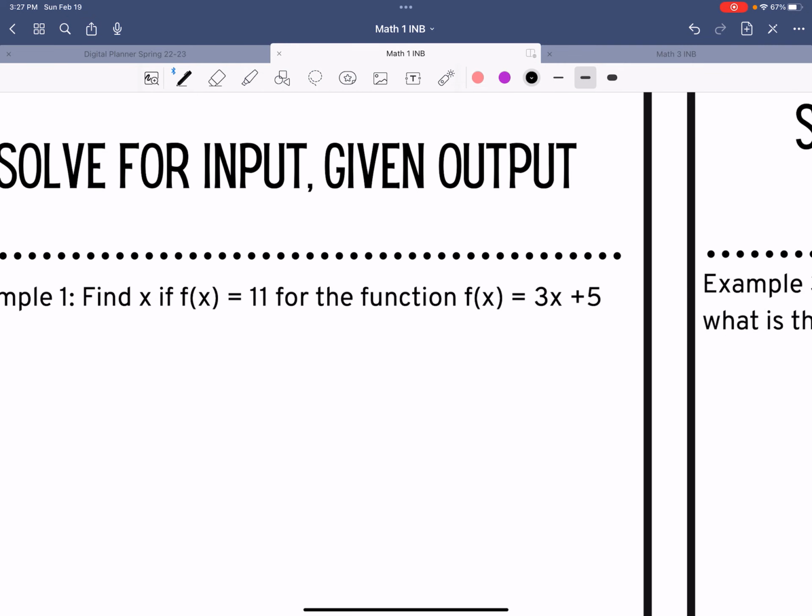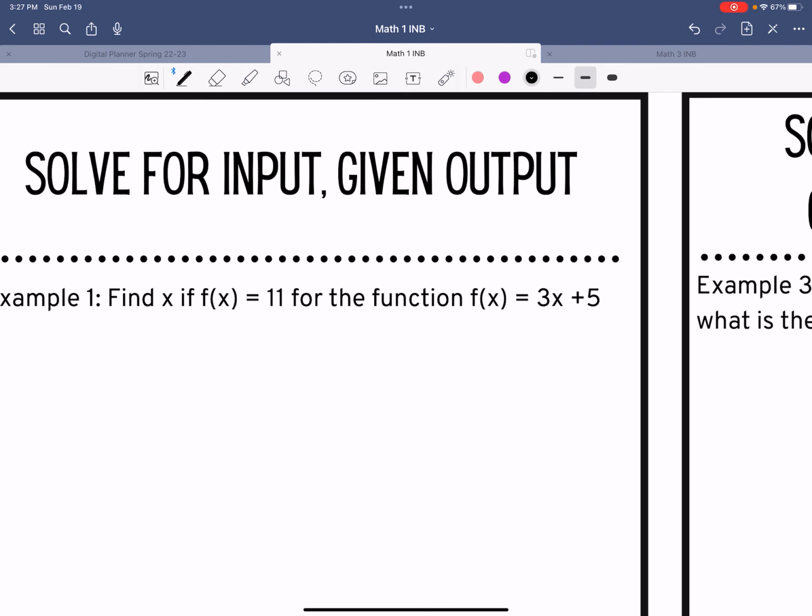Now, what we're going to do is look at what happens instead if they don't give us the input and they give us the output. So for this one, they want us to find x. So we've got to find the input. And they're going to give us the output. So our output this time is 11 because they told us that g of x equals that. So this is our output here.